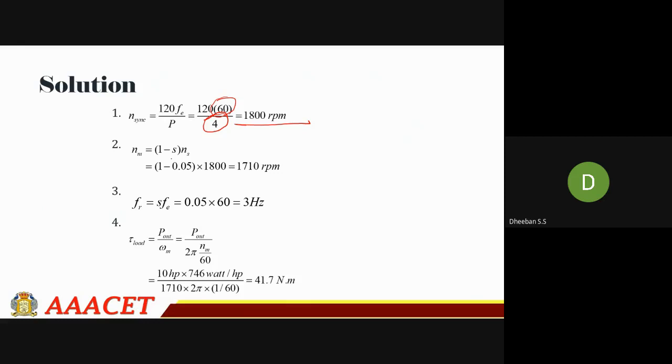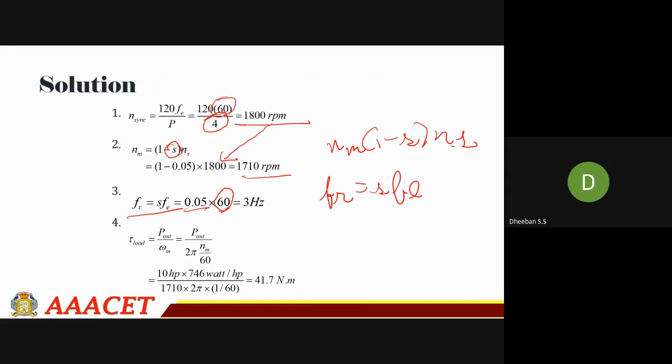Solution: N sync is given by 120 f by P. With 4 poles and the given frequency, you'll get a speed of 1800 RPM. Next, regarding the speed, Nm is given by (1 minus S) into Ns. Here the S value is 0.05 and the Ns value we have found, so substitute it and you will get 1710 RPM. Next, the rotor frequency is Fr equal to S into Fe. The supply frequency you know, and S you know, so you'll get a rotor frequency of 3 hertz.